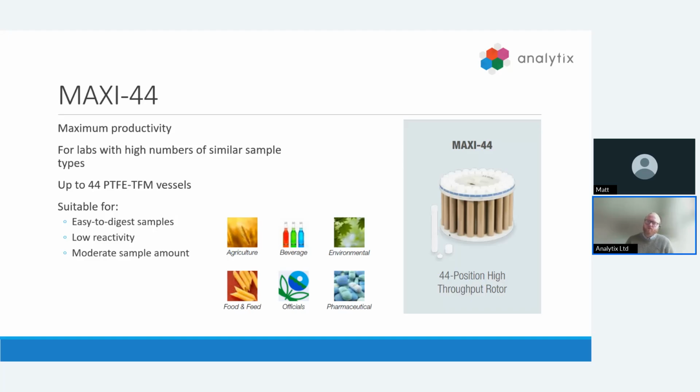delivers high throughput reliability and has a really nice ease of use with a 3-part twist cap for the vessels. It's suited for easy to digest samples with low reactivity, and we're typically working at digestion temperatures of 180 degrees. The Maxi 44 is really a natural solution for labs that have demand in efficiency in handling large sample batches. You can see a few applications mentioned here, such as food and environmental testing labs.